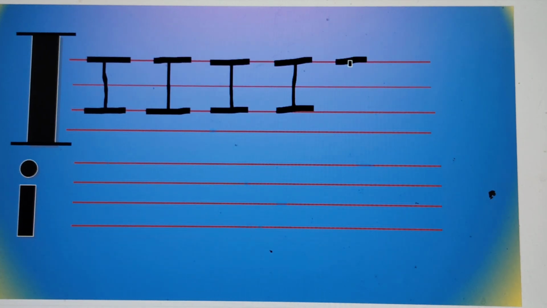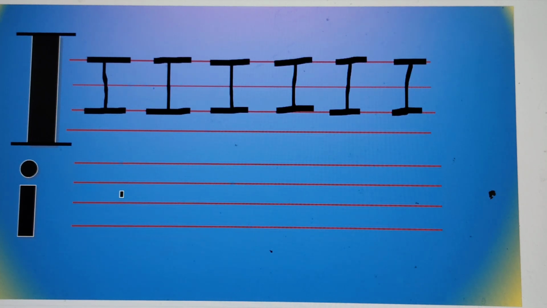Sleeping line, standing line, and another sleeping line. This is the way we make capital I or uppercase I.